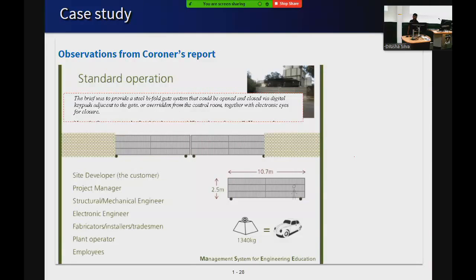Why can't I see the rest of it? Okay. Give me a second.